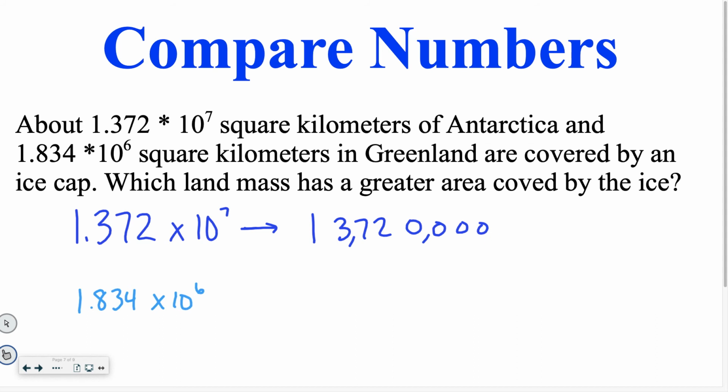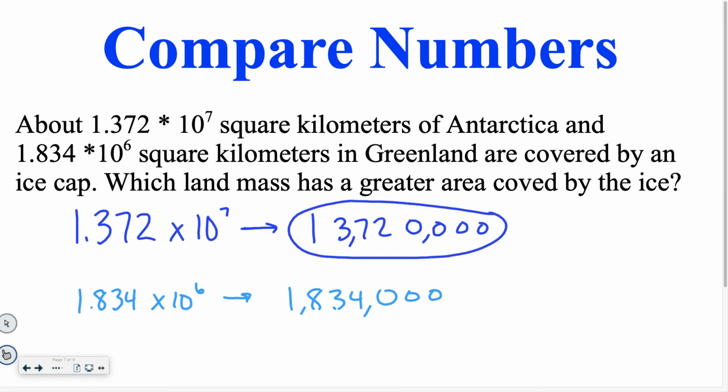13,720,000 square kilometers. Let's compare it to the one in Greenland. I have 1.834 times 10 to the 6th. 1, 2, 3, 4, 5, 6. So that means this one in Greenland is 1,834,000 square kilometers. So when it's in standard form, this is what you're used to comparing. You'd easily be able to tell that Antarctica has a bigger ice cap. Okay, so that would be Antarctica.